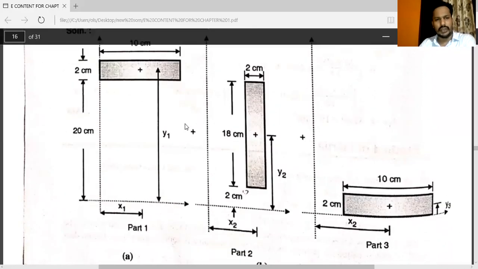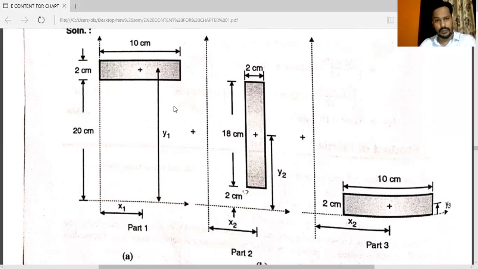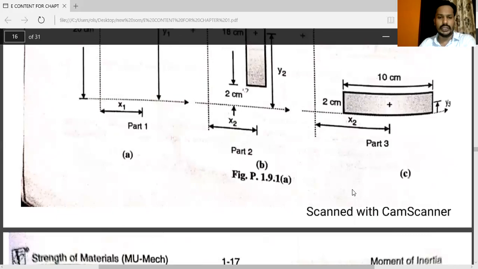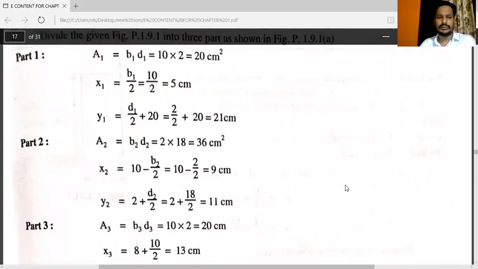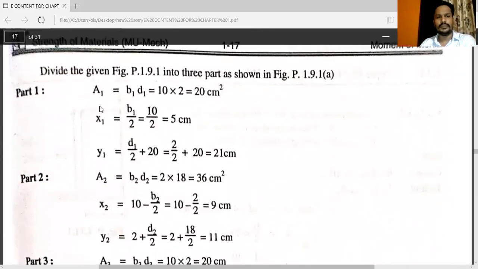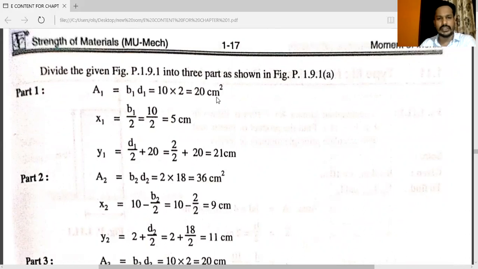So here, now we have all the distances, x1, x2, and x3. We have the areas A1, A2, and A3, the dimensions for the first rectangle, second rectangle, and third rectangle. Accordingly, we have to calculate the centroid. We know that area 1 is equal to B1 into D1. We have the values 10 into 2, that is 20 centimeter square. We know that x1 is equal to b1 by 2, that is 10 by 2 is equal to 5 centimeter.